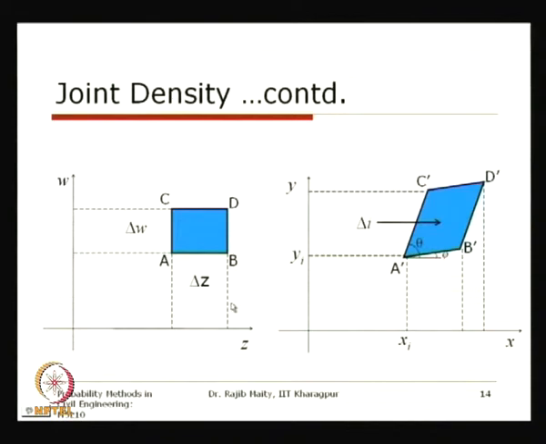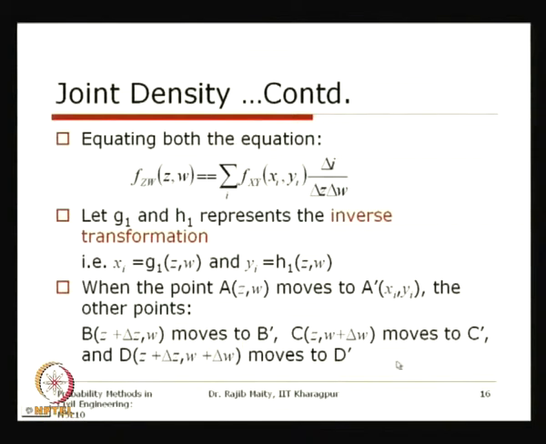The B coordinate is z plus delta z, w, the coordinate of C will be z, w plus delta w, and the coordinate of D will be z plus delta z, w plus delta w. So these points are being mapped to A prime, B prime, C prime and D prime. As these are mapped like this, I think "map" is a better word than "moves". It will be mapped through this point.